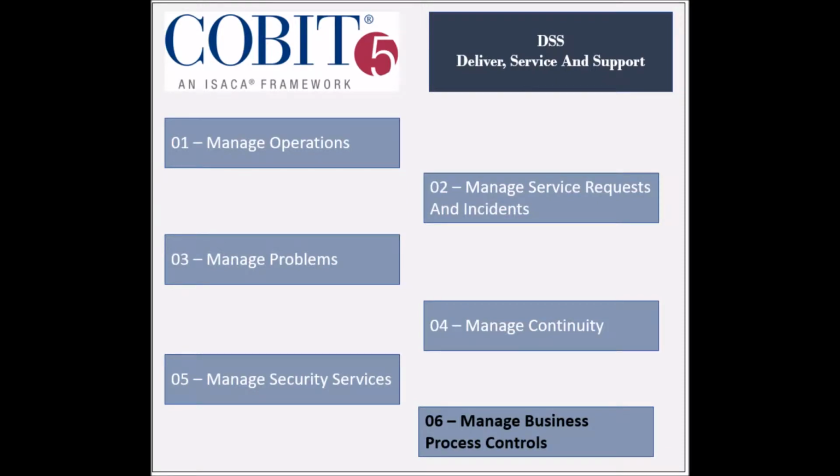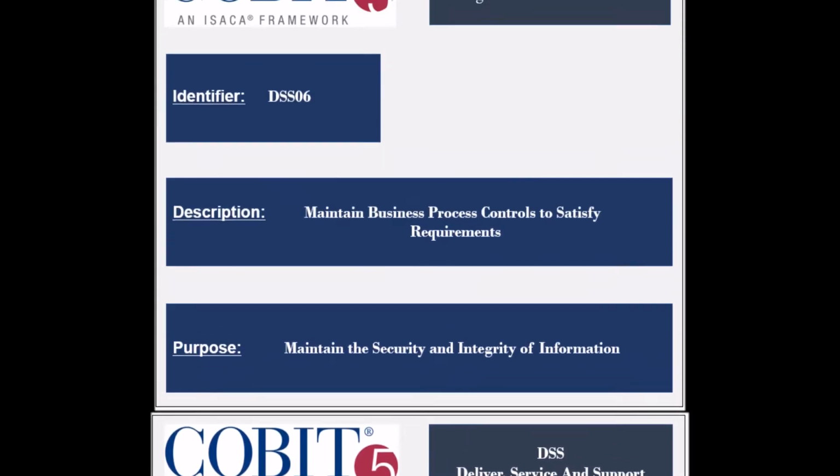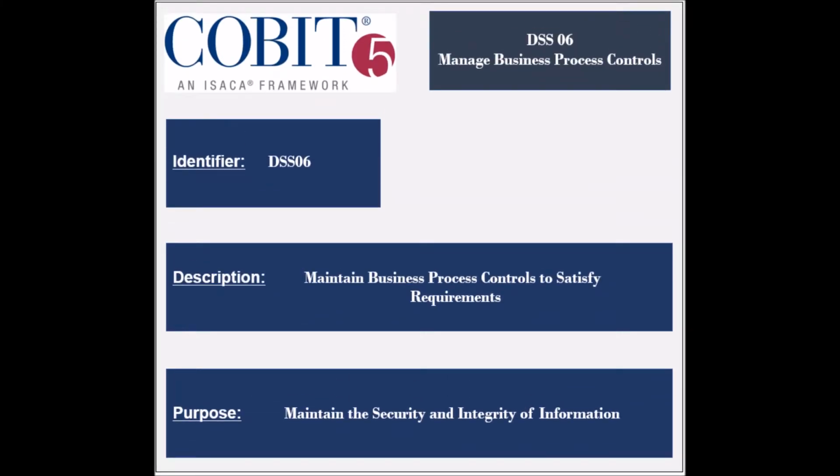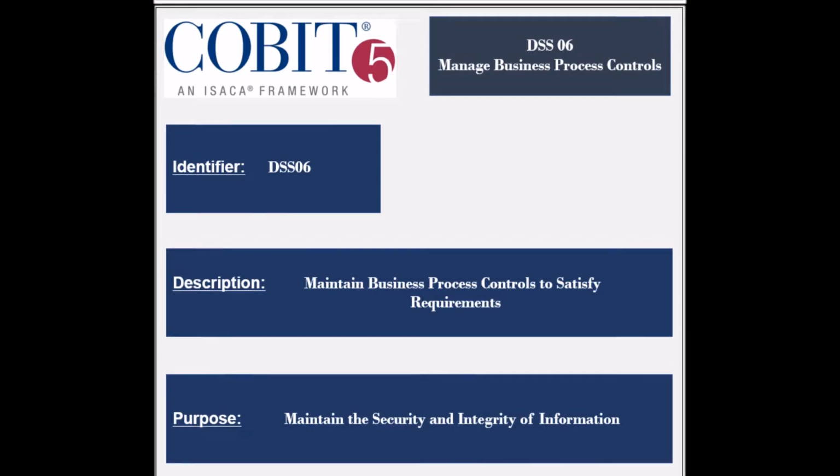The sixth and final process of the deliver service and support domain is called Manage Business Process Controls. The identifier of the process is DSS06. The process ensures that the business process's required information is secured, by establishing and maintaining the appropriate business process controls. The purpose of this process is to maintain the integrity and security of the business process information.